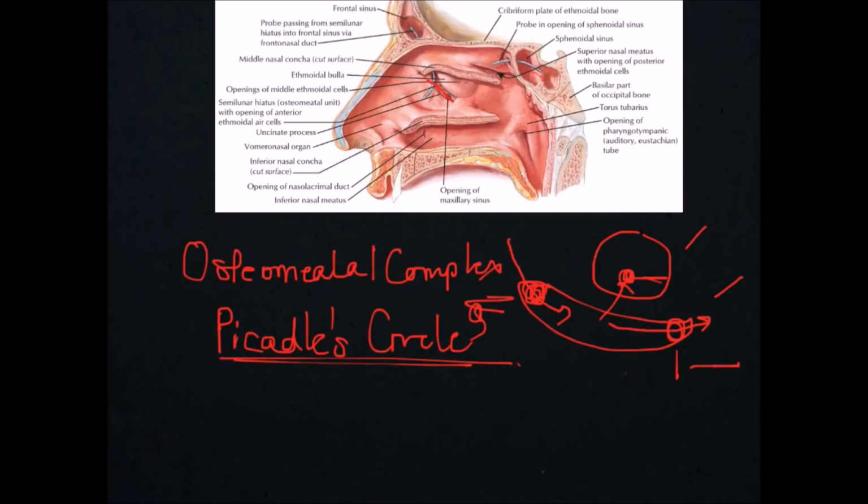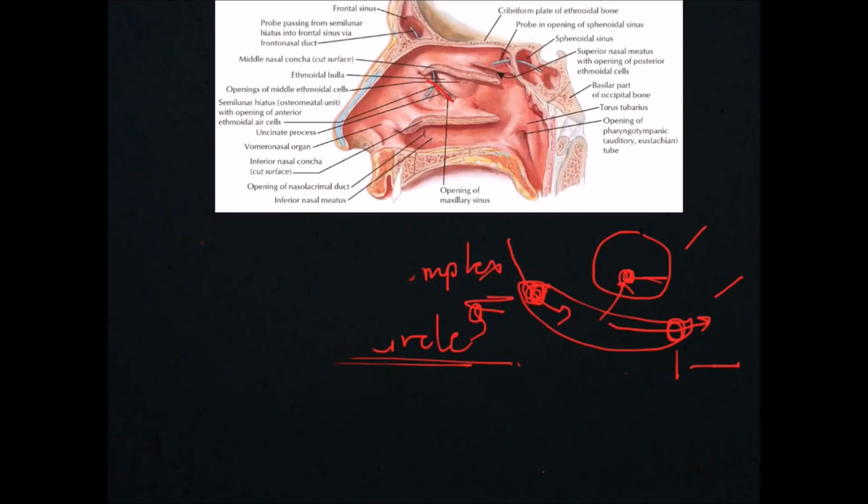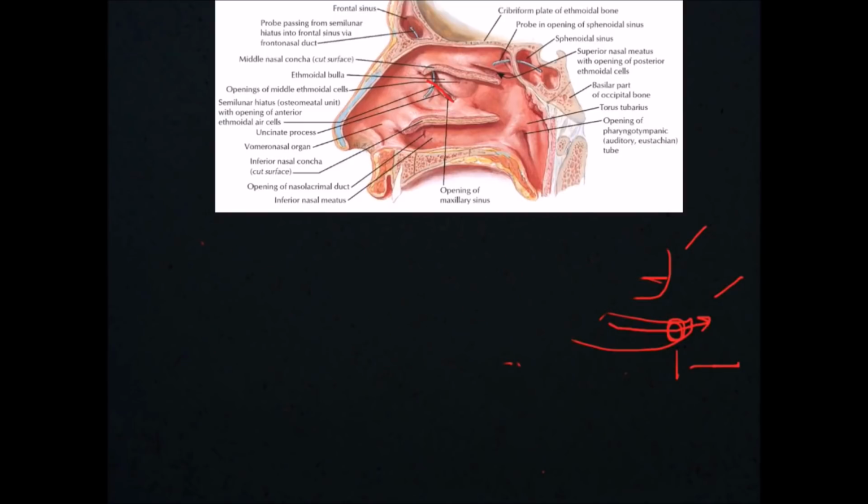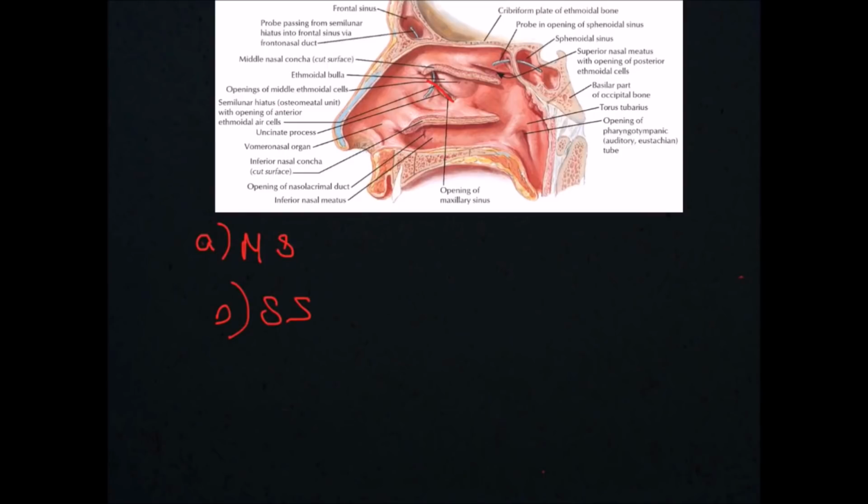Now, one more important question from you. Which of the sinuses is the most commonly involved in infection? Your options are, there are 4 sinuses, I hope you all know. First, maxillary sinus. Second, sphenoidal sinus. Third, frontal sinus. And fourth, ethmoidal sinus. So the answer to this question is maxillary sinus.